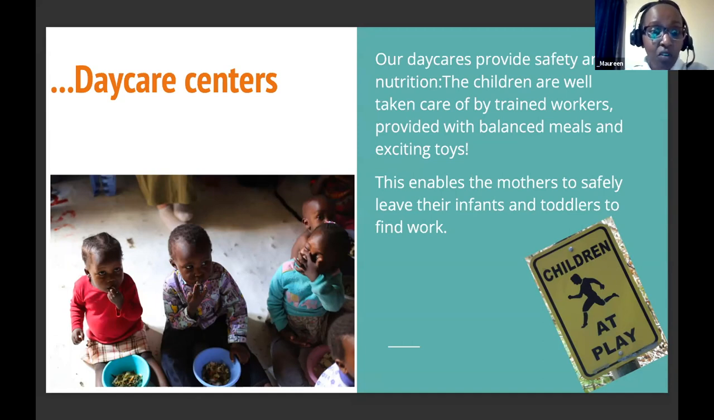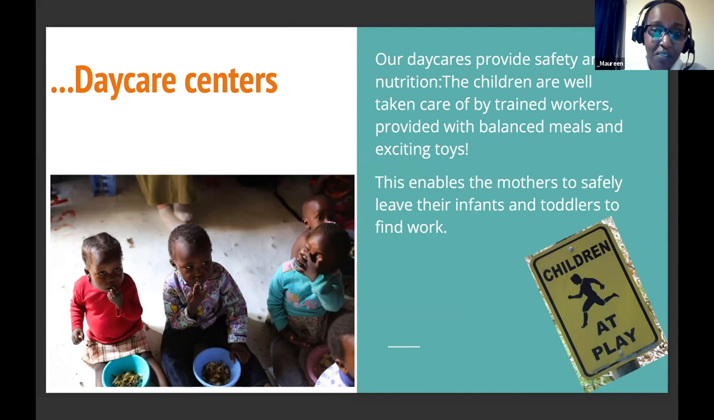So we partnered with community daycare proprietors in the area to ensure that the children have a place where they could stay, that they have access to meals, toys, they can play, and the child is safe, and the parent can go to work being at ease that the child is safe and being taken care of.